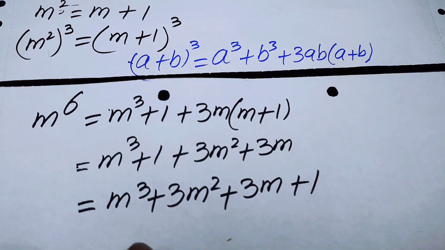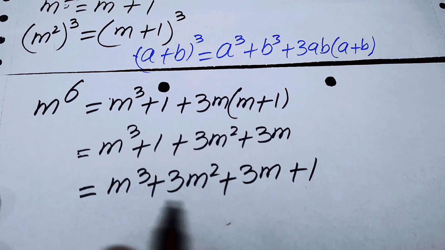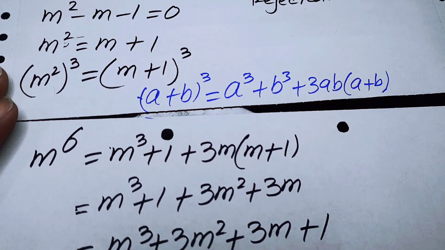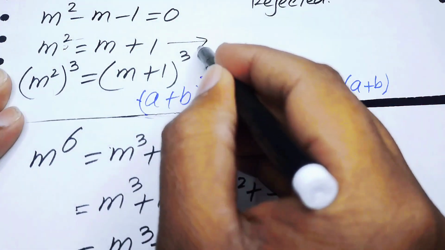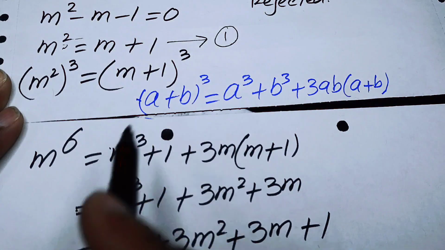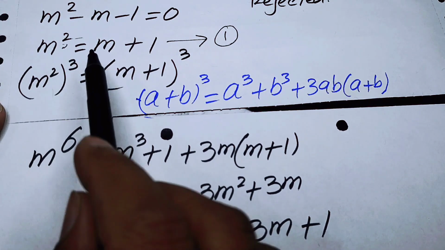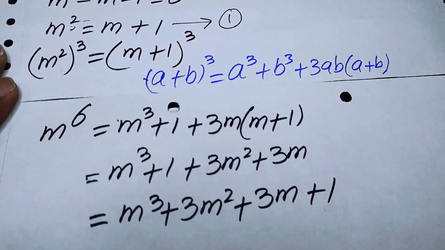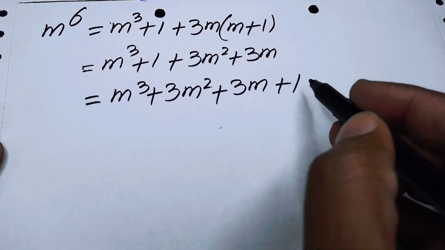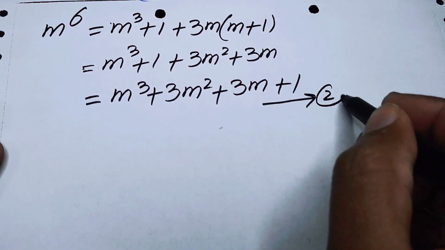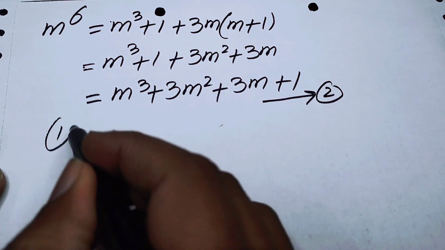So now we can move on in this equation. Here I can write m squared is equal to m plus 1. I can name this as equation number 1. So here I can find the value of m cubed. Here we have m squared, so when we multiply this expression by m, then we get the value of m cubed. Okay, so now I can take this as equation number 2.